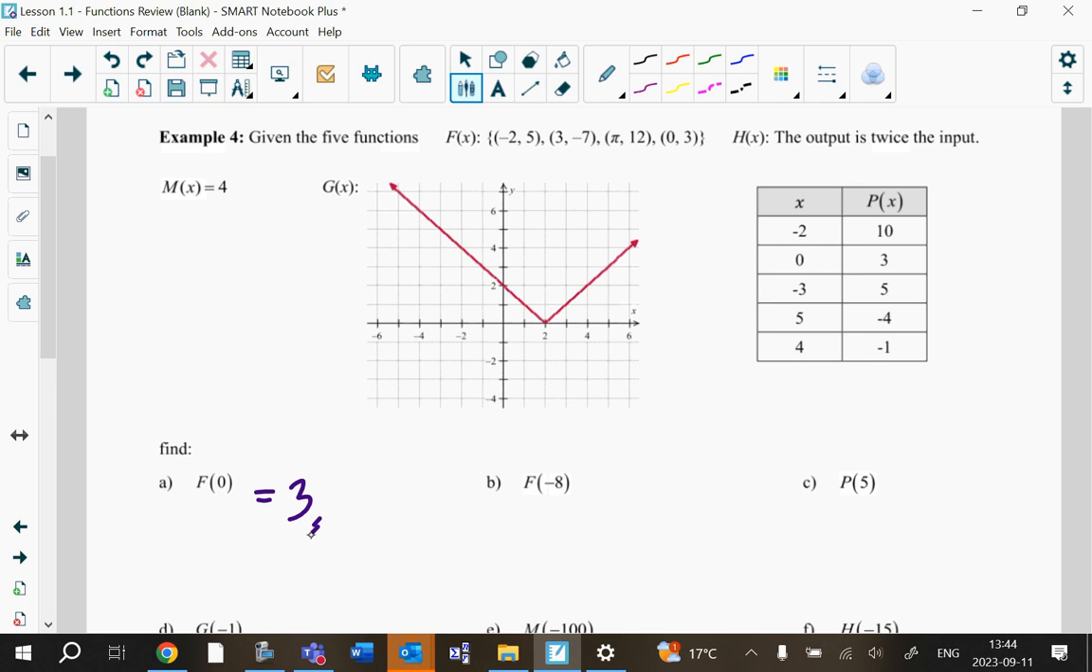What about f of negative 8? Because I think we're all thinking the same thing. Is there an x of negative 8? No, there isn't one. So this doesn't exist. It's not there.